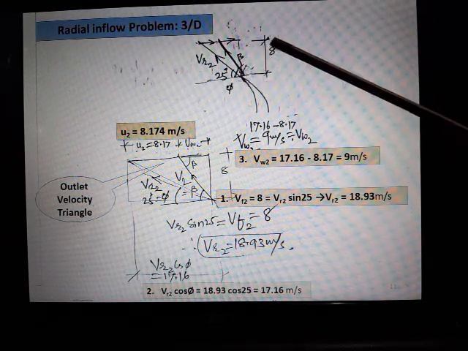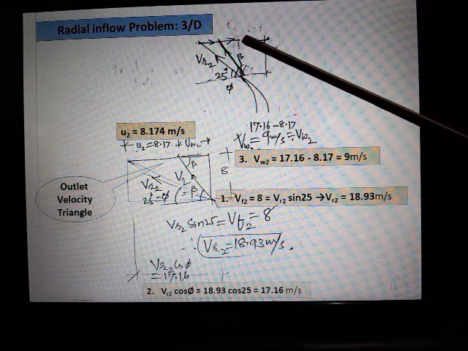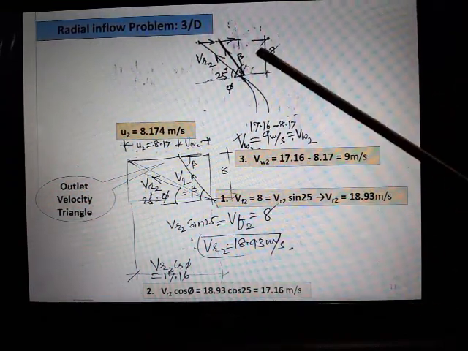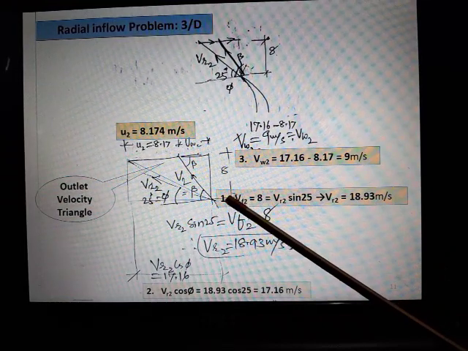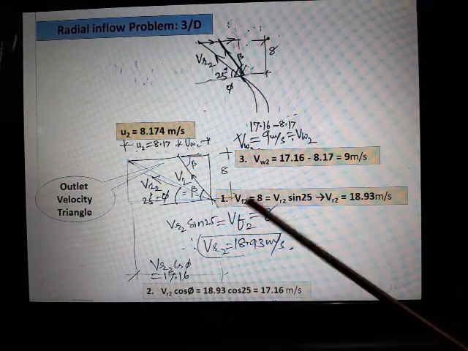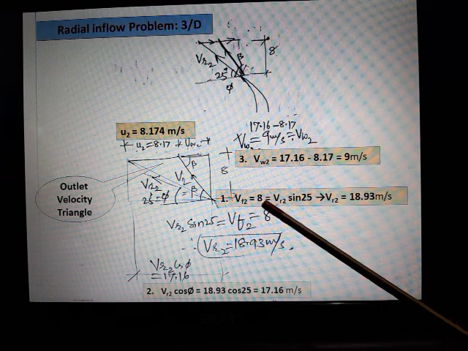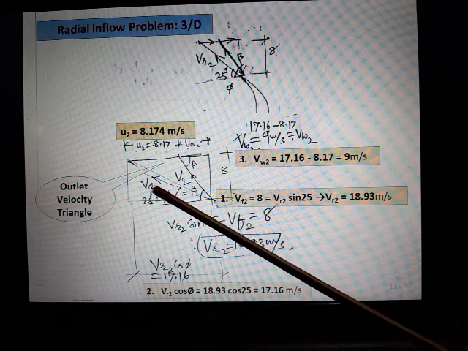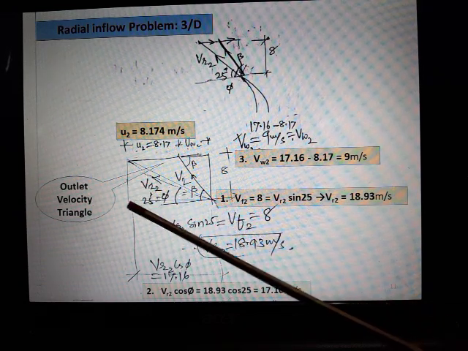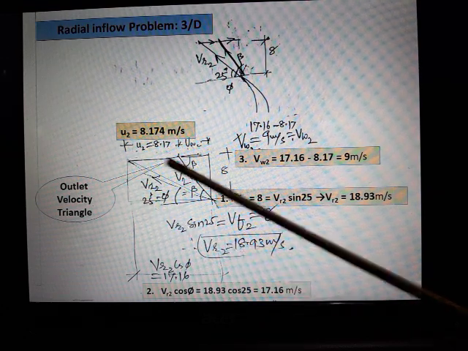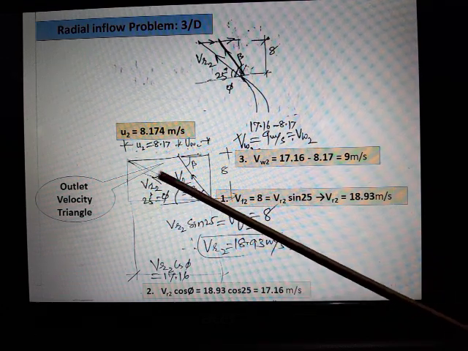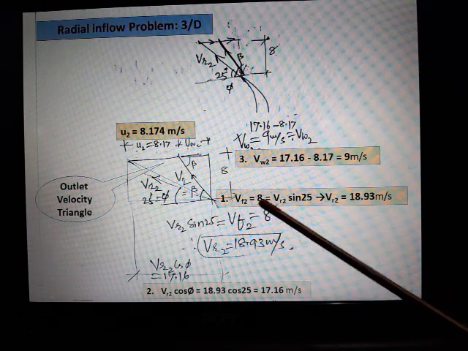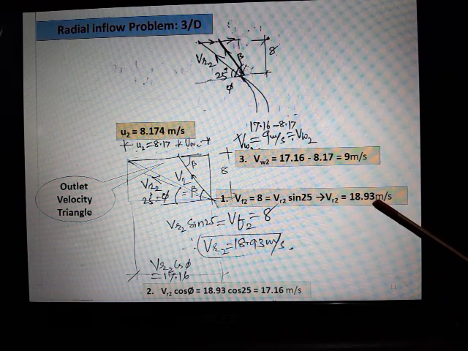That is what is the data given. Velocity of flow is given to be 8. What we need is velocity of whirl, VW2. Now how to go ahead, I have redrawn the diagram. So step number 1, I know VF2, so VR2 sin 25. In this triangle, if you look at this side, which is 8, VR2 sin 25 equal to 8 given. So VR2 is calculated as 18.93.